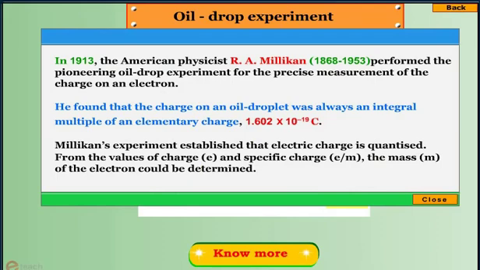In 1913, the American physicist R. A. Millikan (1868 to 1953) performed a pioneering oil drop experiment for the precise measurement of the charge of electrons.